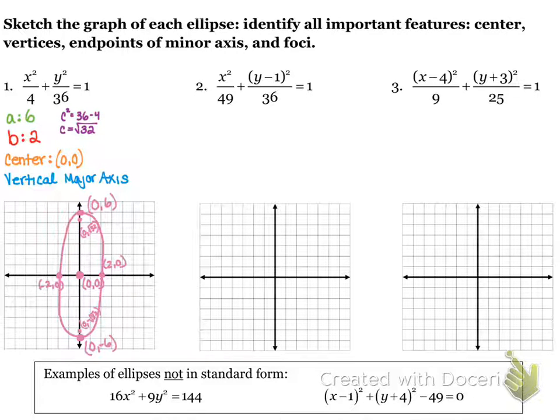Okay, so for number 2, our a value is going to be the square root of 49, so we have an a value of 7 because it's the greater value. Our b value is going to be 6. Then my center is going to be 0 for x because it's just x squared, and then it says y minus 1, so 0, comma 1 is my center. Since a came from root 49, and that was under the x value in our original equation, we have a horizontal major axis.